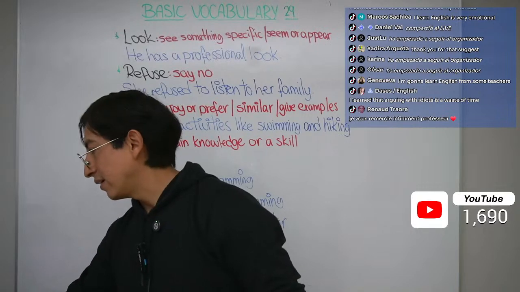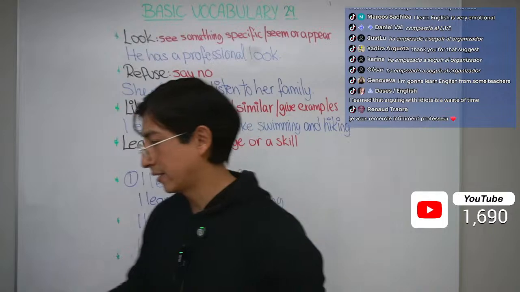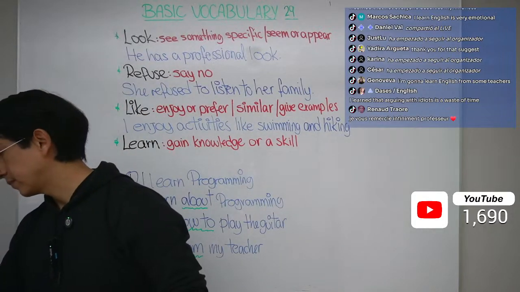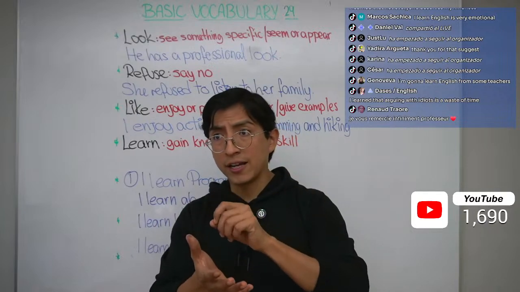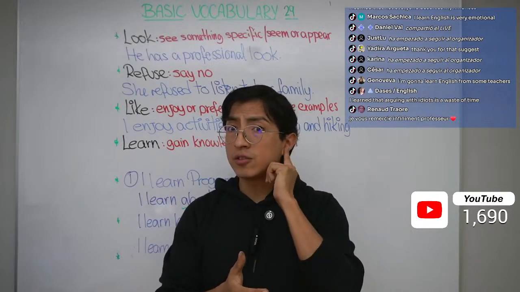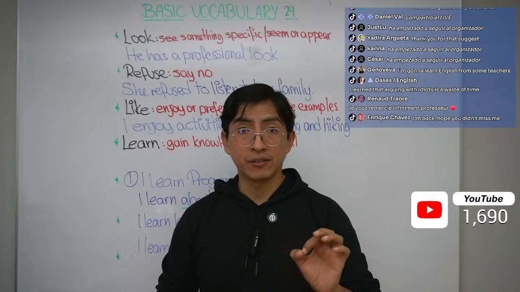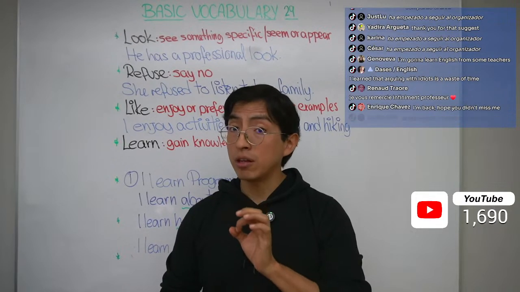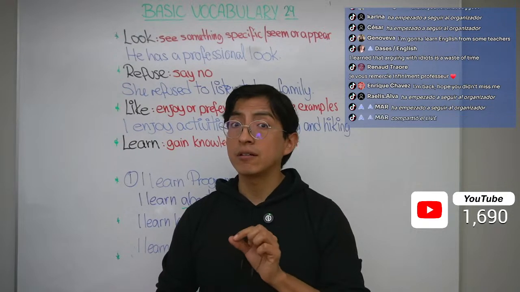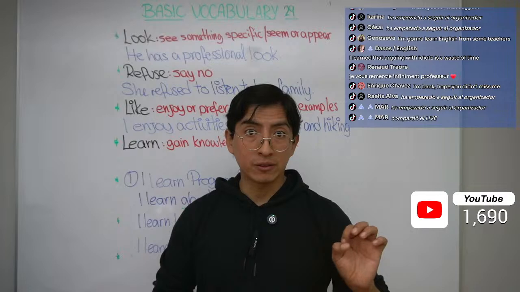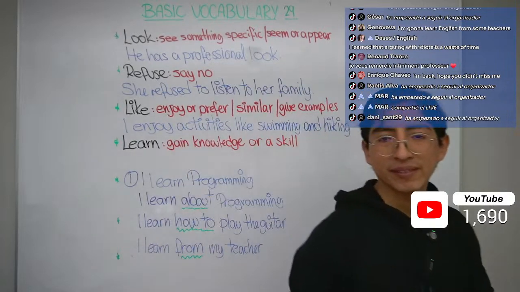Okay, let's continue with the next sentence, guys. Listen and write. Listen to me and write. They are learning about business. They're learning about business. That's the sentence you need to write.